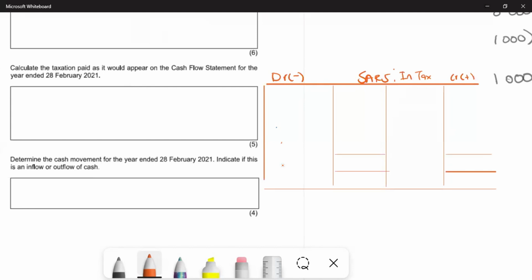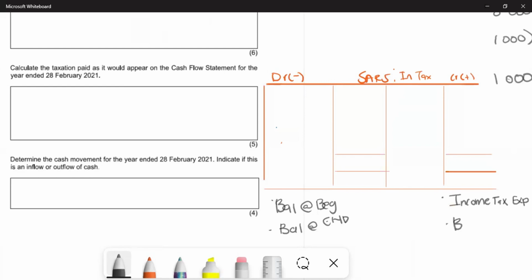So now, only 4 things that I need would go to this account. I need my 2 balances, my balance at the beginning as well as my balance at the end. I also need my income tax expense for the year. How much is my tax expense for the year? And lastly, this is what I'm trying to calculate, bank: the amount that I've paid to SARS. How much did I pay to SARS?